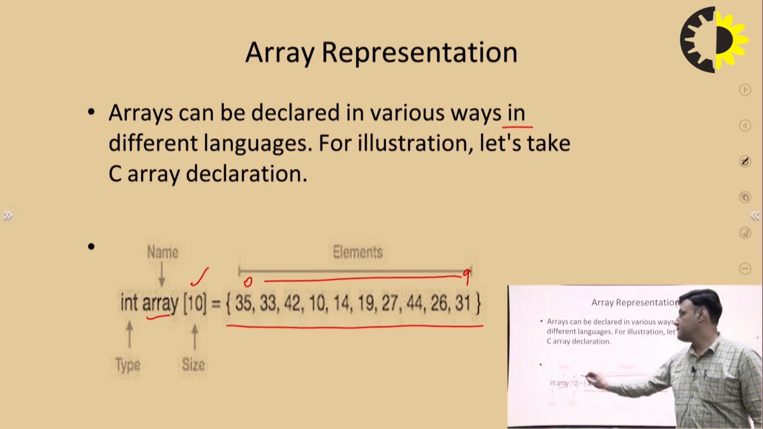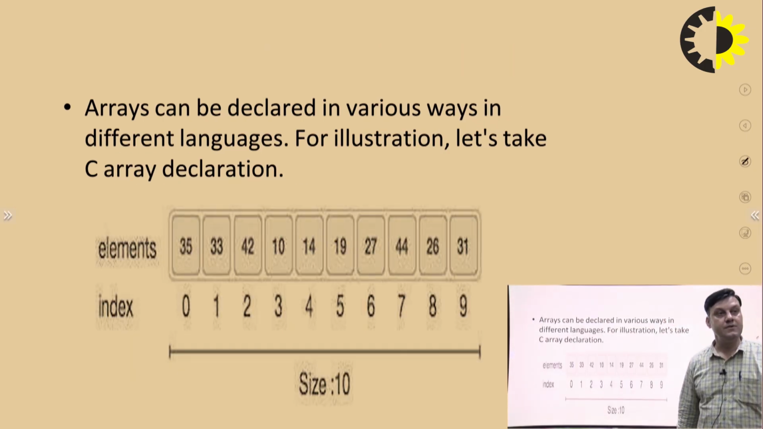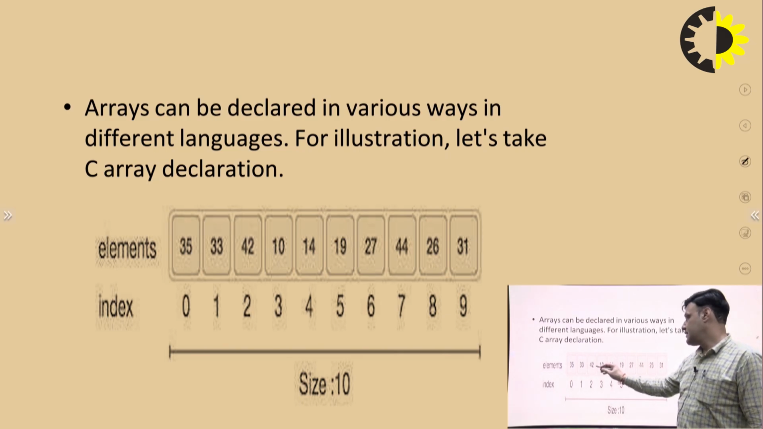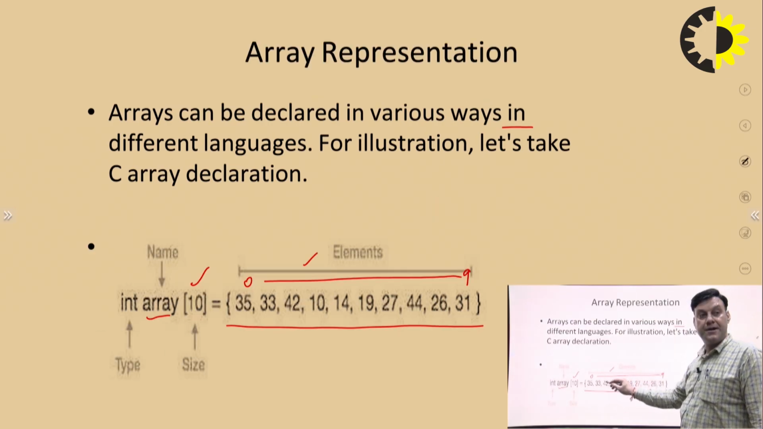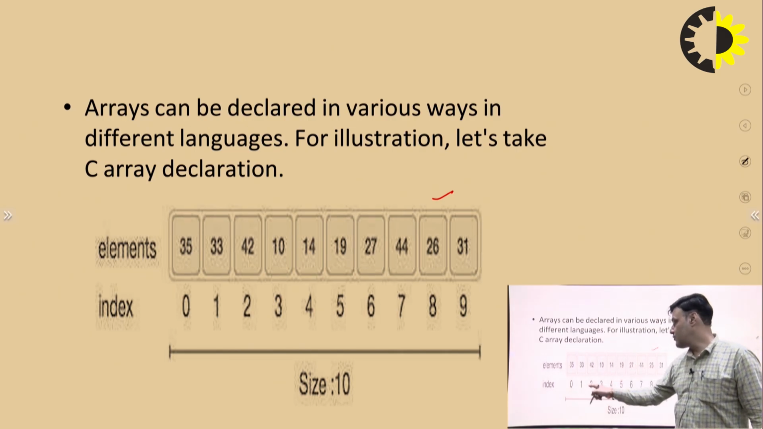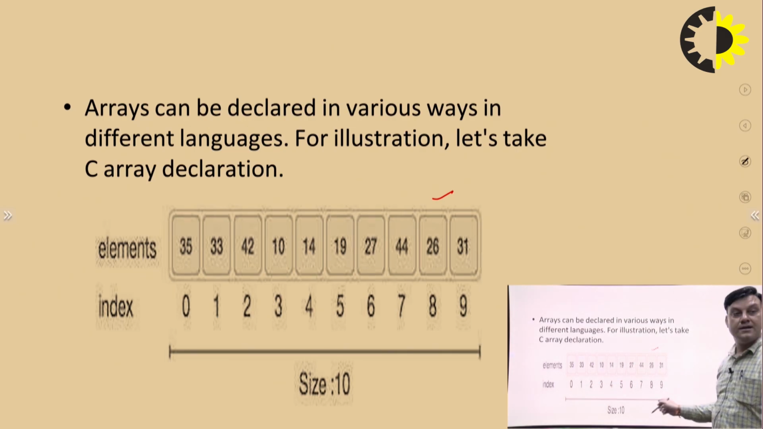Right. So an array can be declared in various ways in different languages, right? So in C, we initialize an array like this. It means in memory it will take contiguous memory allocation. Index 0, 1, 2, 3, 4, 5, 6, 7, 8, 9. Size is 10. Okay, students.